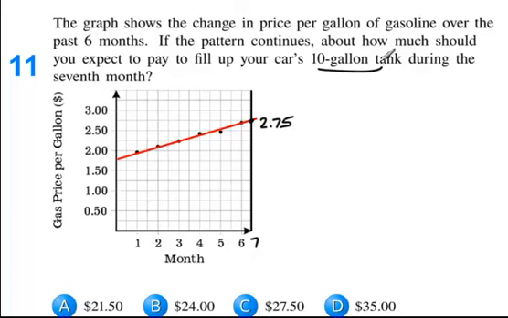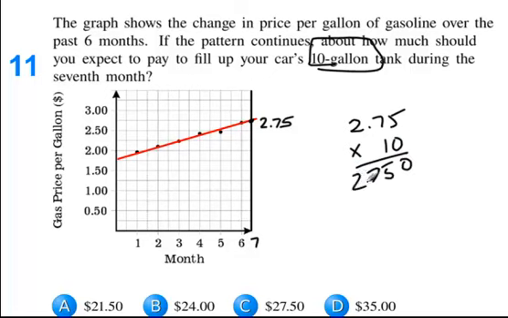Well, it's a 10-gallon tank. So 2.75 times 10 gallons, all right, is about $27.50. And that makes sense. Of course, gas is almost $4 now.